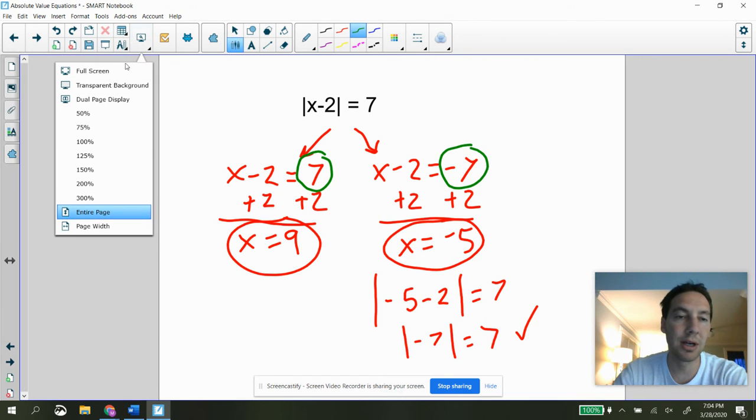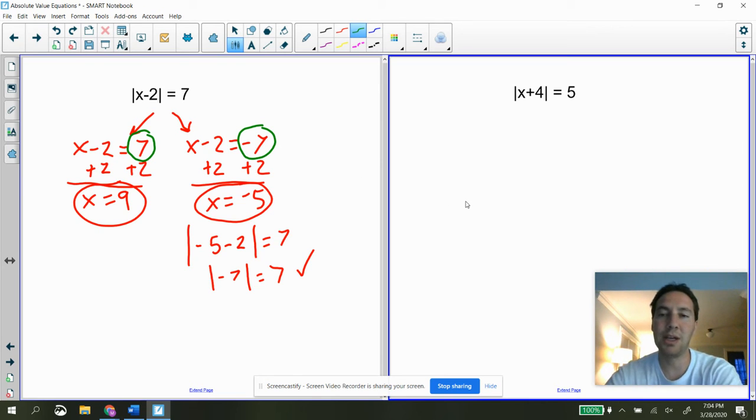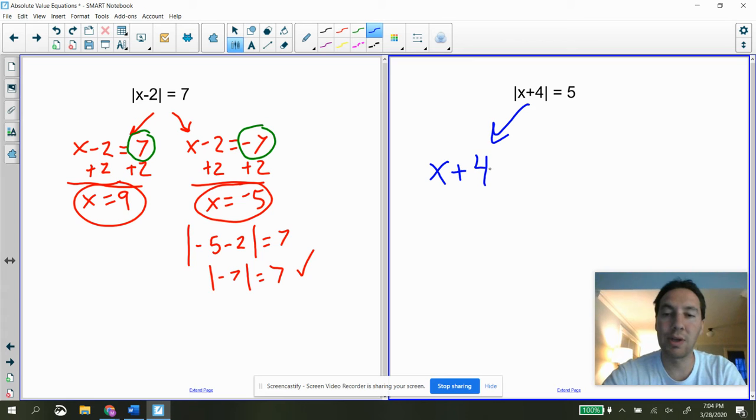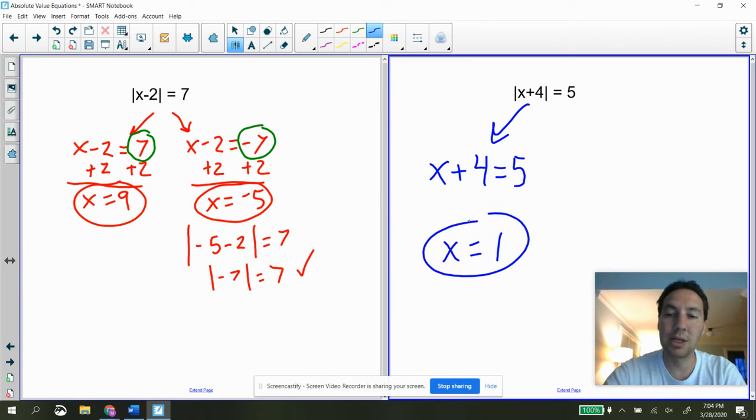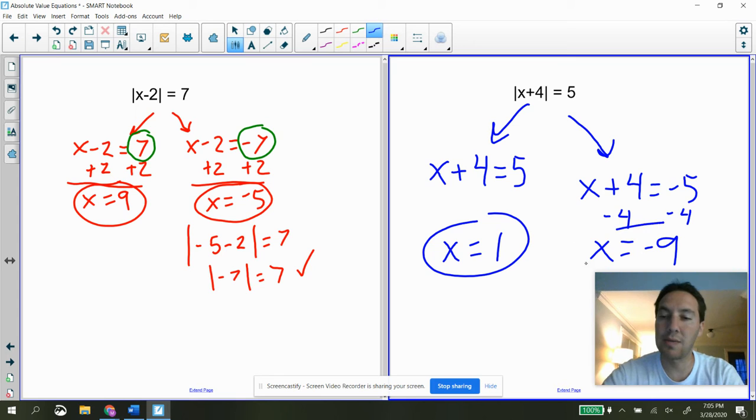Let's go do it again and see if you can solve this next one on your own. Pause the video, try it out, see if you can get it. Alrighty, back? Did you get that x plus 4 could be 5? And if you solve this one, you should have got 1 as your answer. And did you get that x plus 4 also equals -5? -4 minus 4. And we get that x equals -9. Not so bad, right?